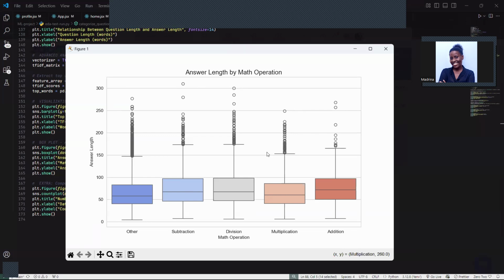Then multiplication reaches its highest of 258. So this will help us when creating a model to realize that if this child is asking a question related to subtraction, it's going to help us determine how long the answer should be for the student to understand.